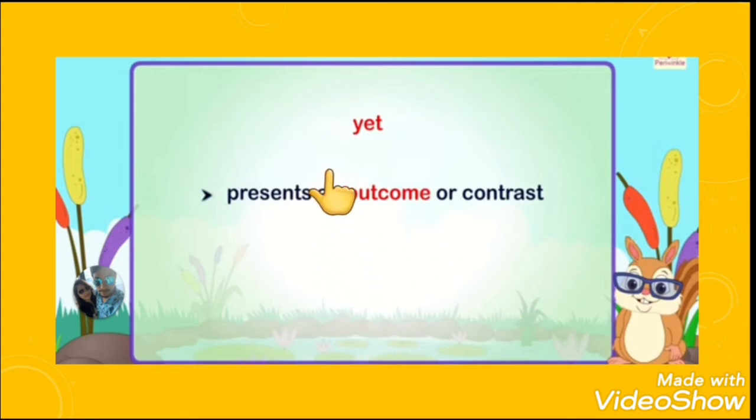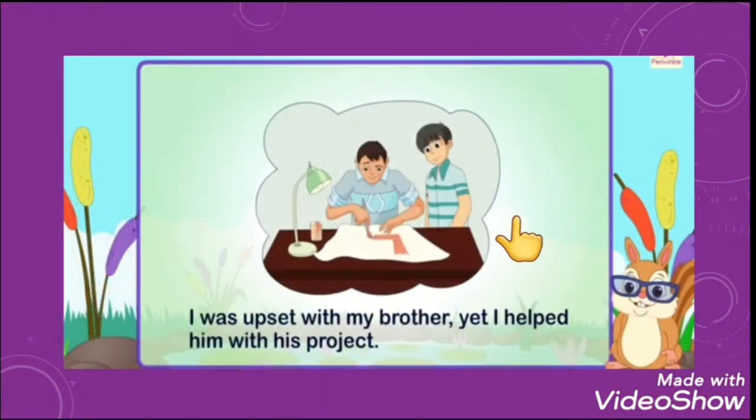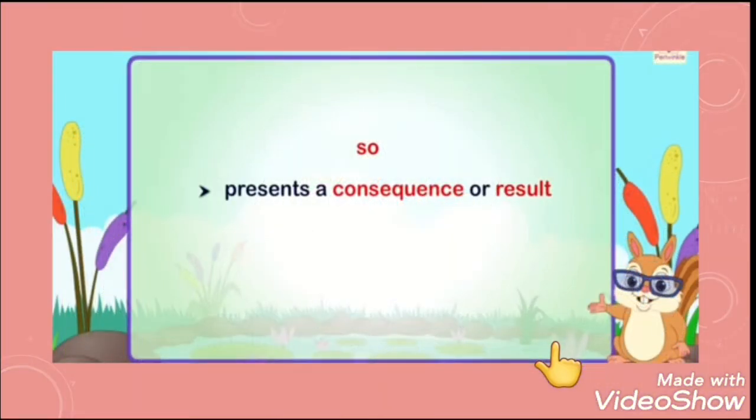Now students, the next conjunction is yet. Presents an outcome or contrast. I was upset with my brother, yet I helped him with his project. Here in this example yet is showing the contrast.